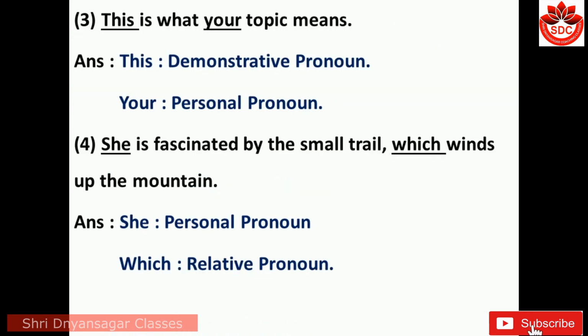Third, this is what your topic means. Answer: this is a demonstrative pronoun, your is a personal pronoun. Fourth, she is fascinated by the small trail which winds up the mountain. Answer: she is a personal pronoun and which is a relative pronoun.